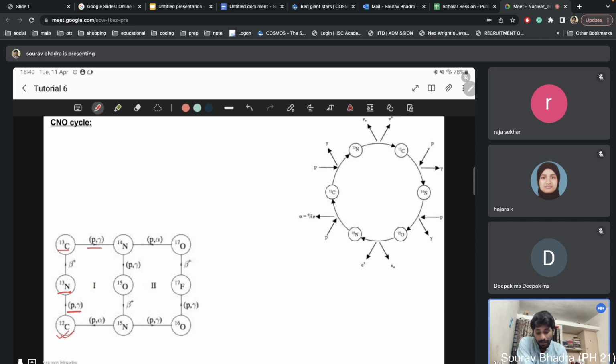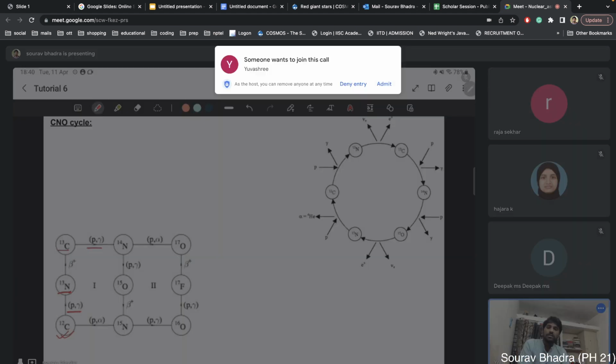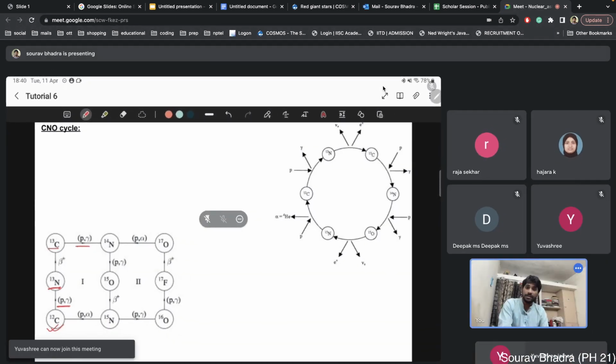So by reacting with the proton, the mass number is just increasing by 1. You can see that 12C is going to 13N. 13N is not stable, you know, so it is going through a beta decay. It is going to the 13C, which is more stable than the 13N. Then this 13C is again going through a proton collision. The mass number is again increasing by 1, so 14N has been created.